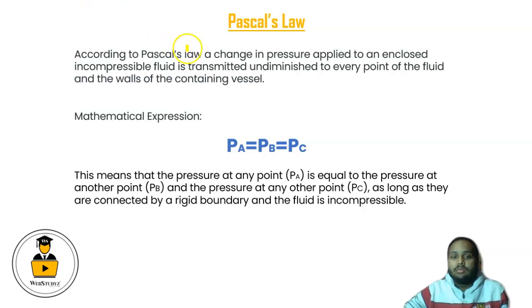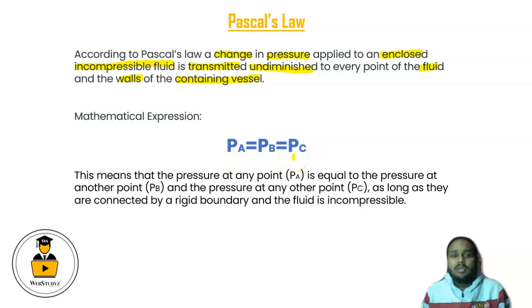According to Pascal's law, a change in pressure which is applied to an enclosed incompressible fluid is transmitted undiminished to every point of the fluid and the walls of the containing vessel. So mathematically we can write PA is equal to PB equal to PC.